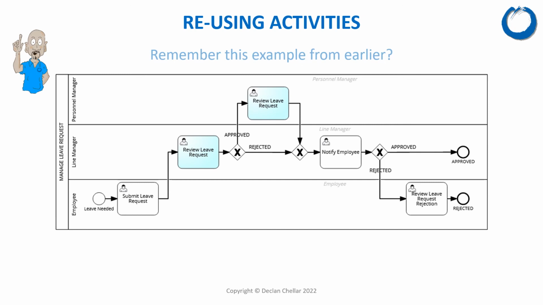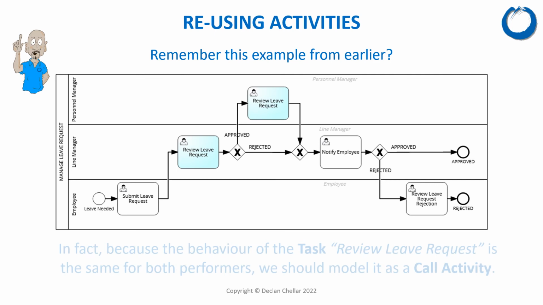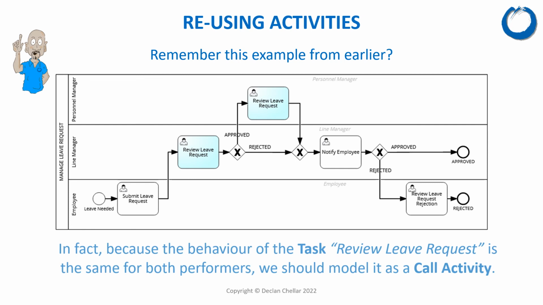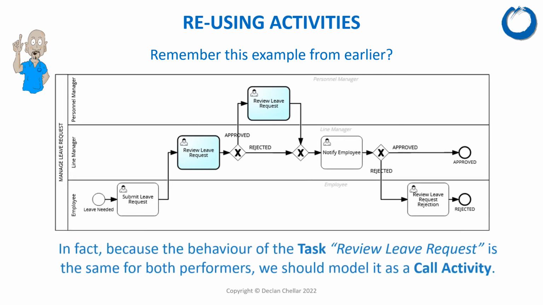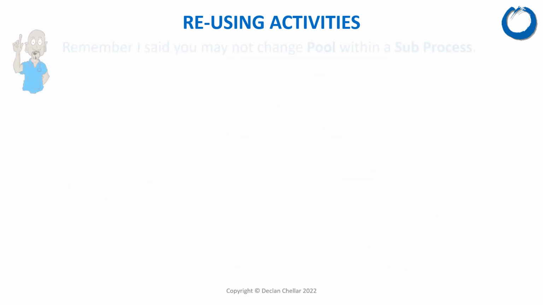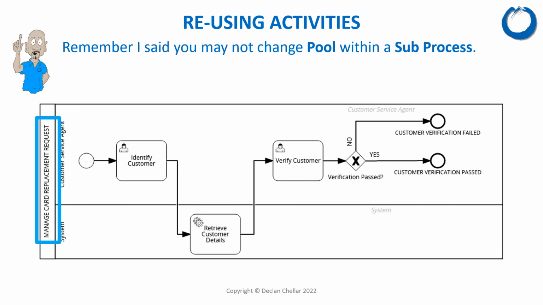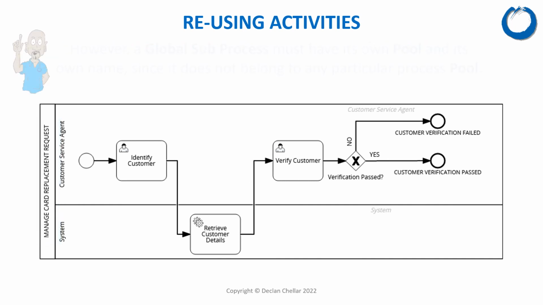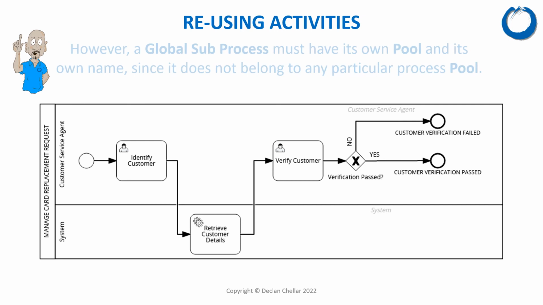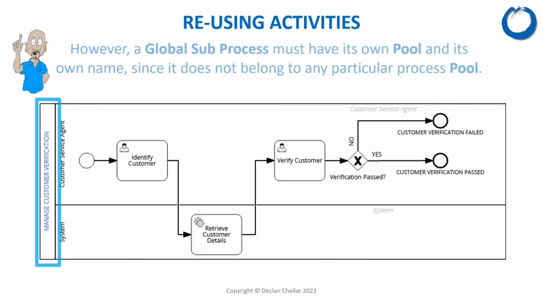Remember this example from earlier? In fact, because the behavior of the task review leave request is the same for both performers, we should model it as a call activity. Remember I said you may not change pool within a subprocess. However, a global subprocess must have its own pool and its own name, since it does not belong to any particular process pool.